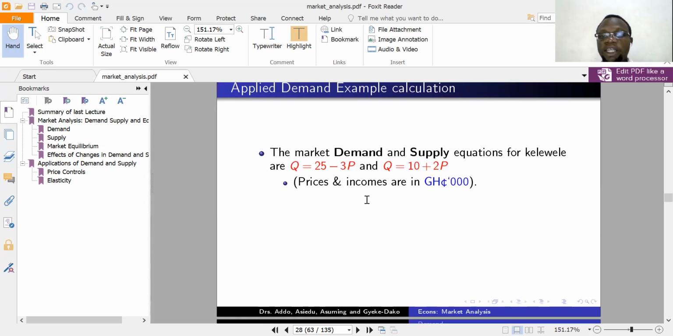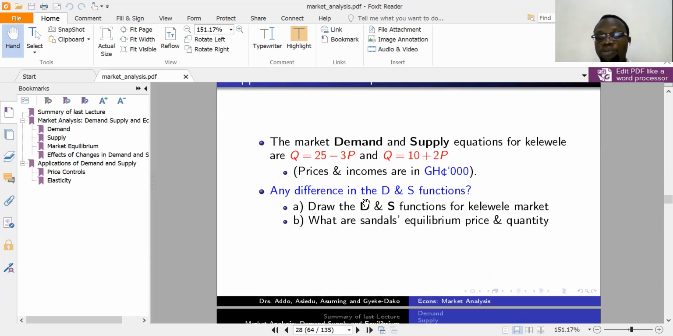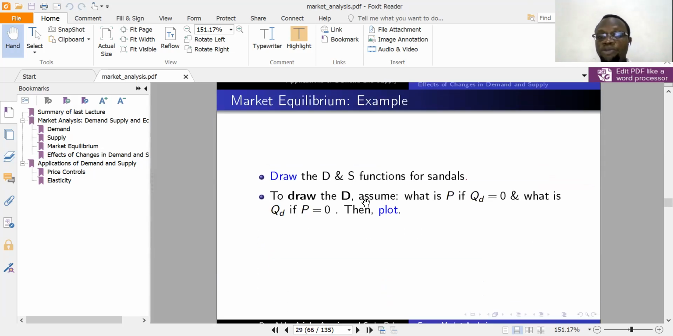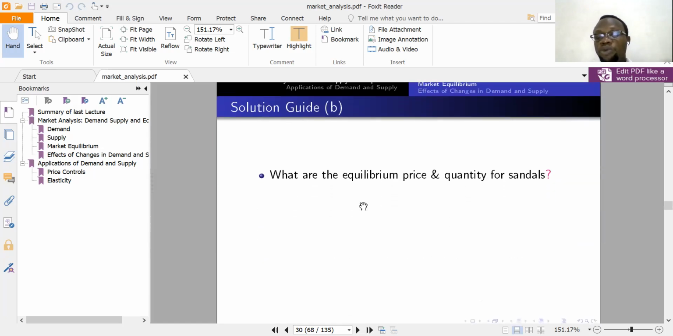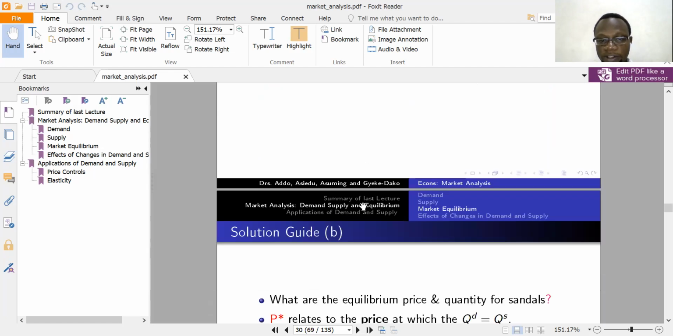Okay. And then we went into the demand and supply analysis, quantity demanded equals quantity supplied. And therefore we are able to compute the equilibrium price and equilibrium quantity, which we did on the whiteboard in the other class.